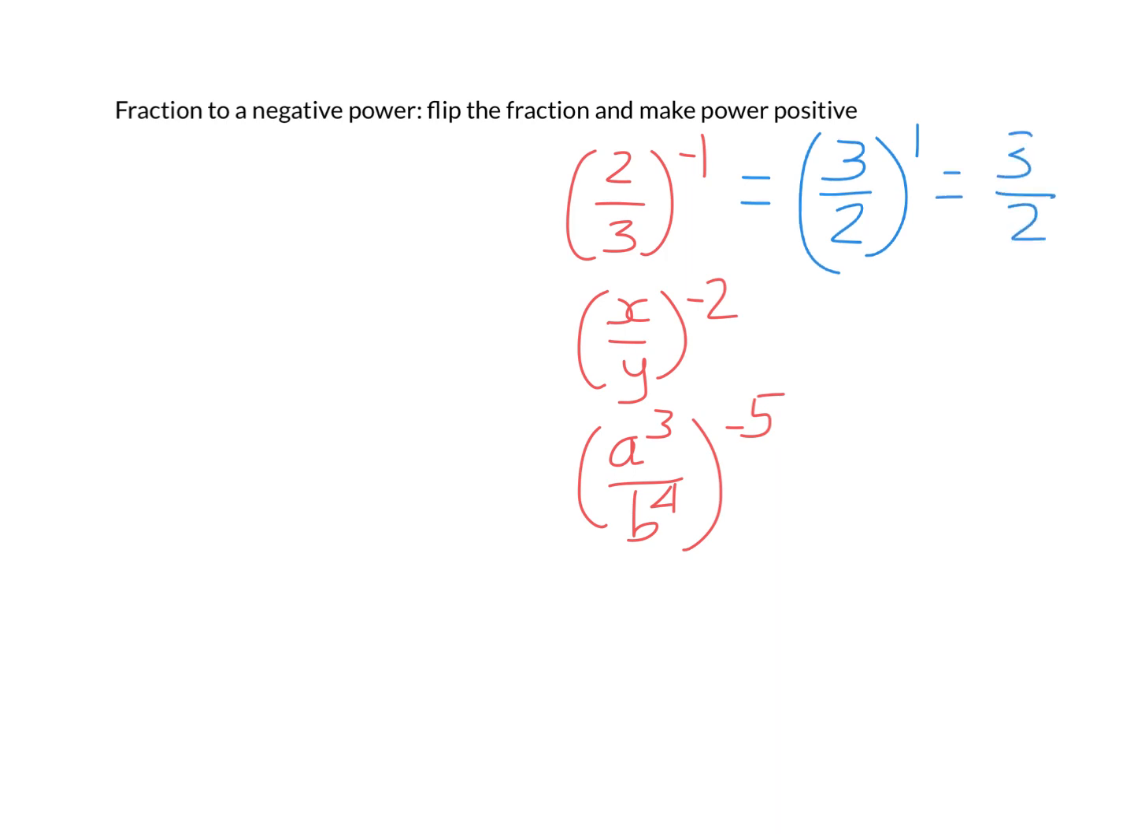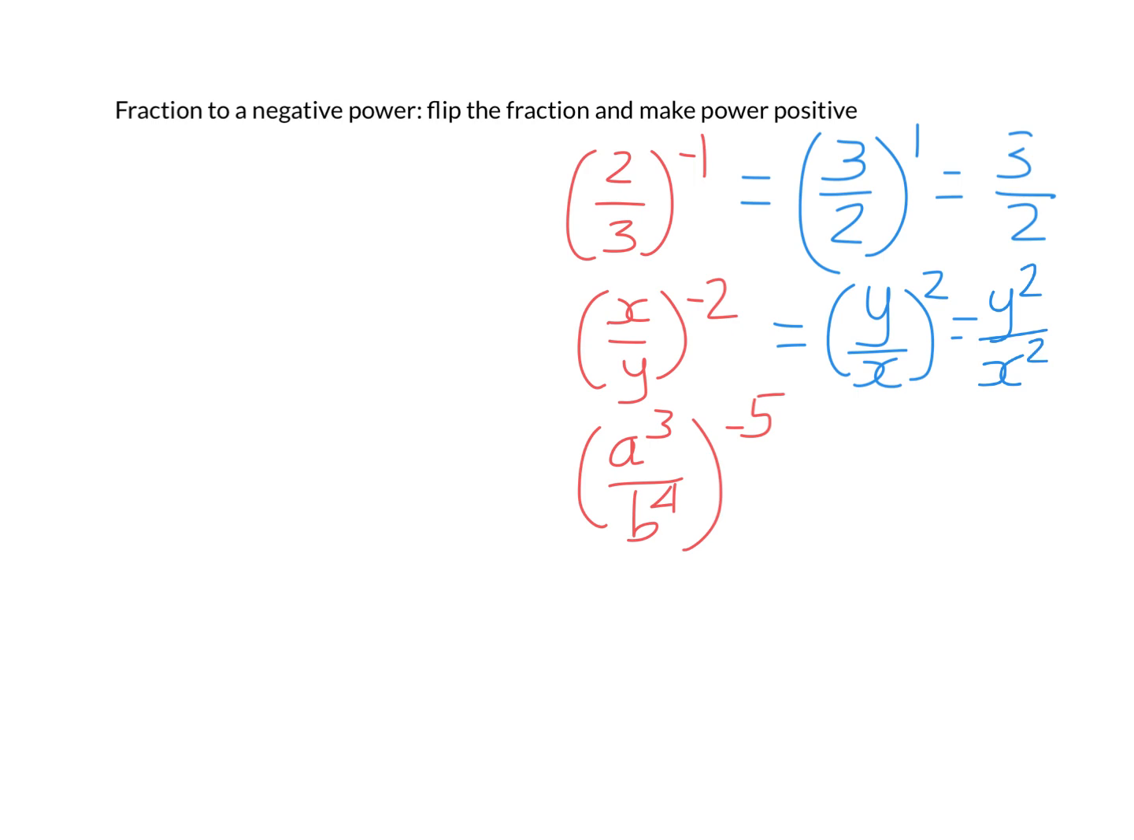And this works when you have pronumerals as well. x over y to the power of negative 2. I simply flip the fraction and I change the power to positive. And using a previous index law where we raise a fraction to a power, you simply raise the top to that power and raise the bottom to that power.